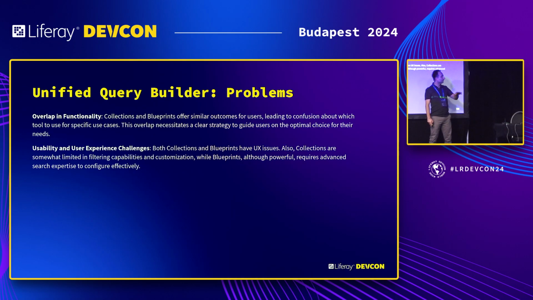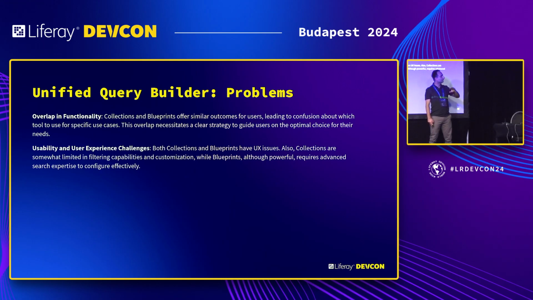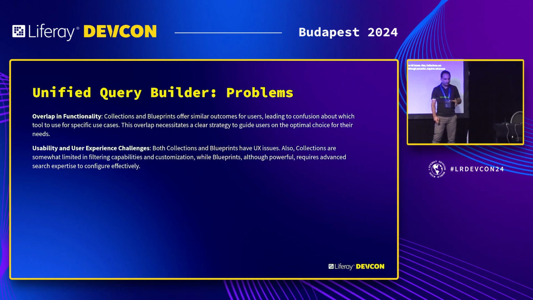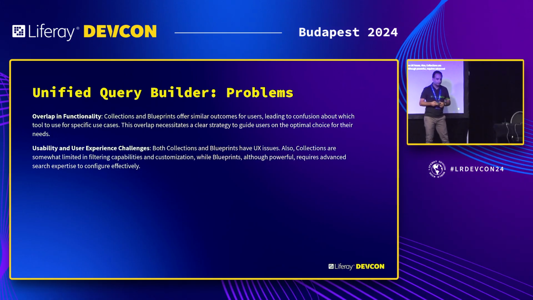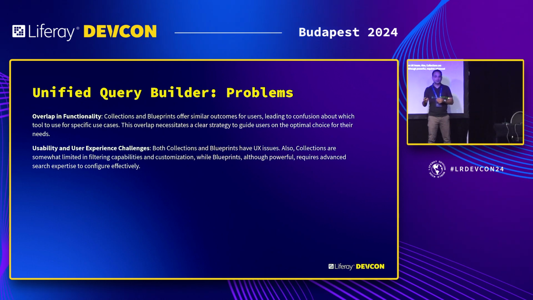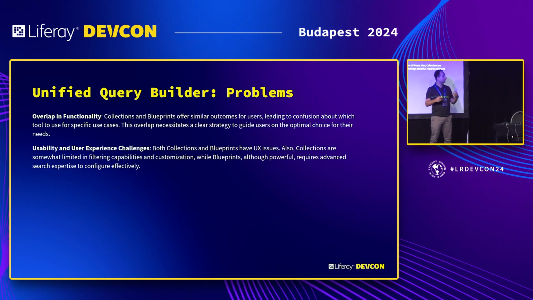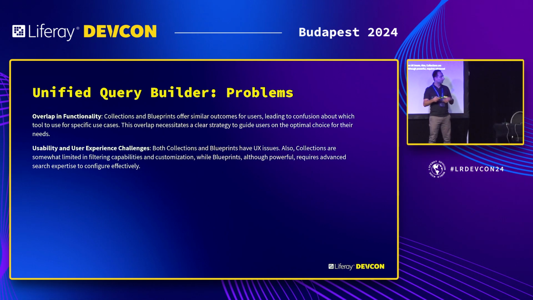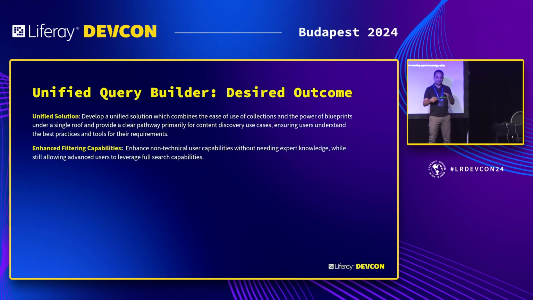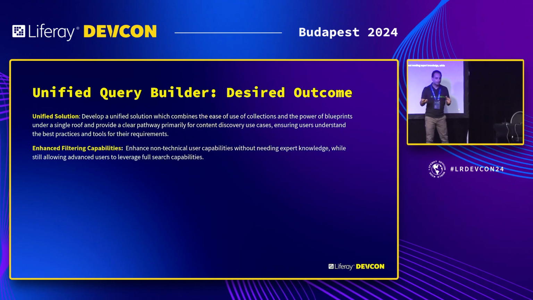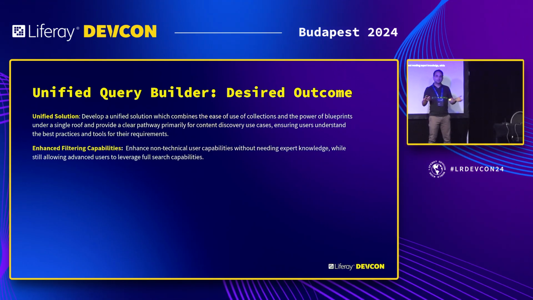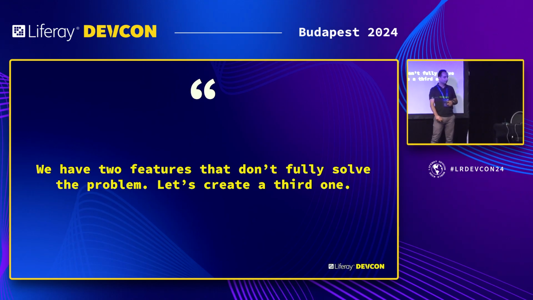So the two main problems we're focusing on right now is we have an overlap in the functionality, so it might be confusing which one to use. And maybe these limitations are coming up in different stages of the project delivery. And there are those limitations in the actual filters and options. So we want a unified solution that combines the ease of use of collections without losing the power of Blueprints. And of course, we want to extend the filtering capabilities.